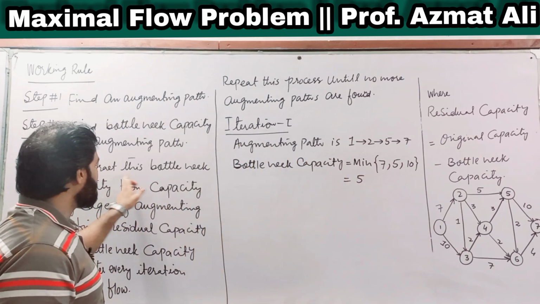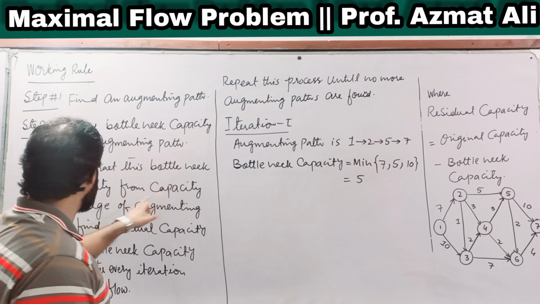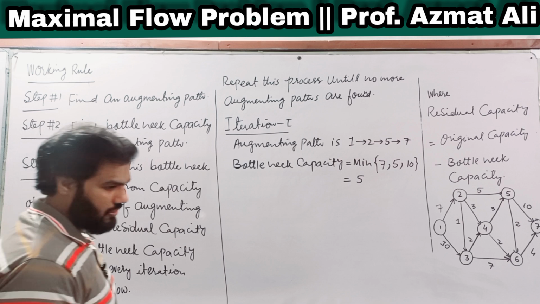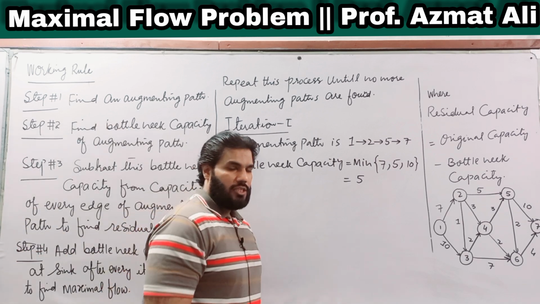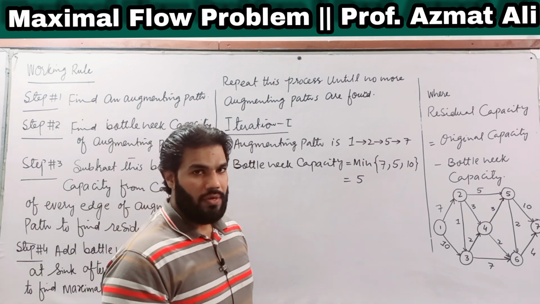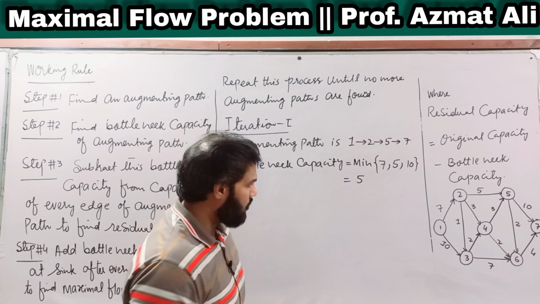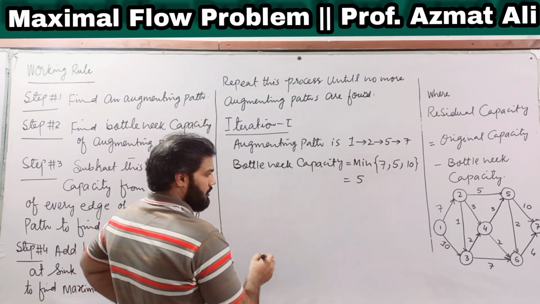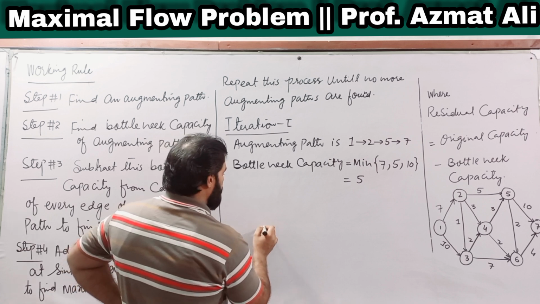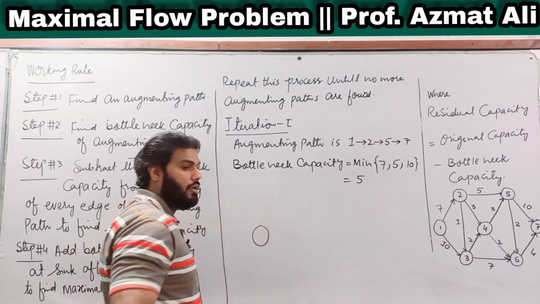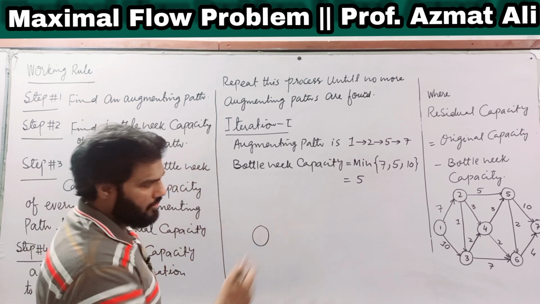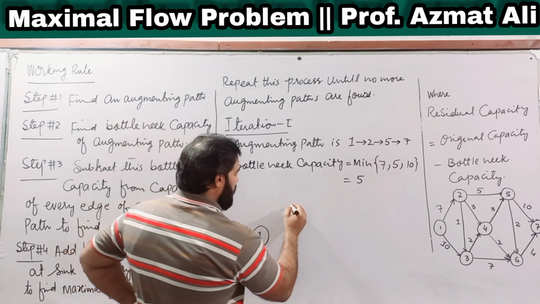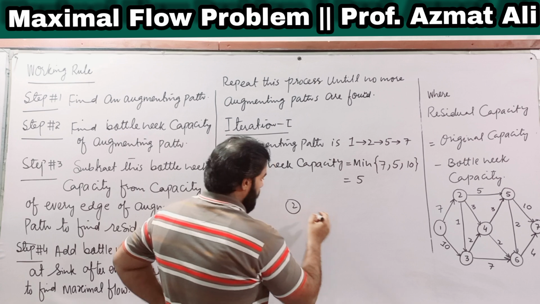Third, subtract this bottleneck capacity from the capacity of every edge of the augmenting path to find residual capacity. Next we find the residual capacity of every edge of this path. So for this we again make this network model here. That is, we will update the given network flow.